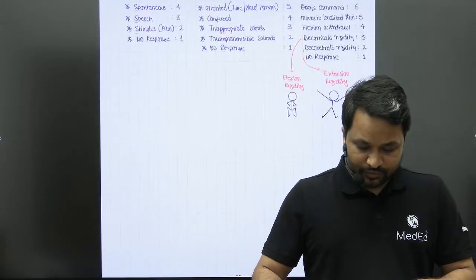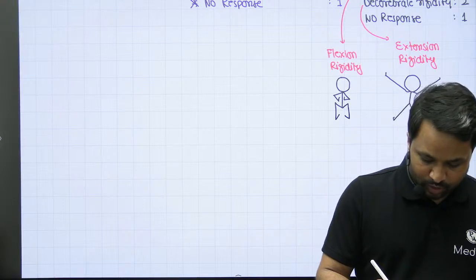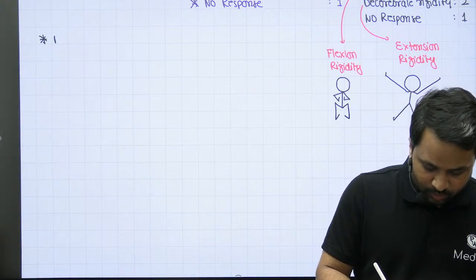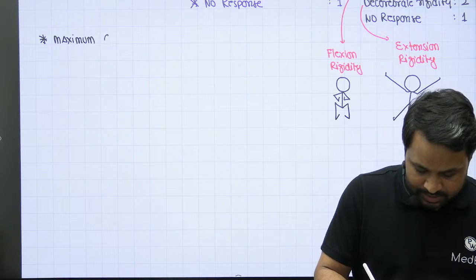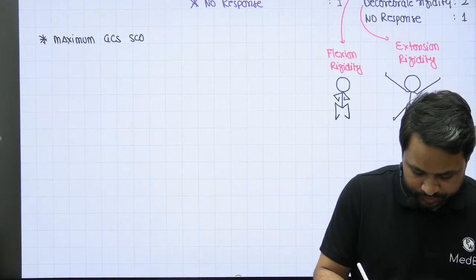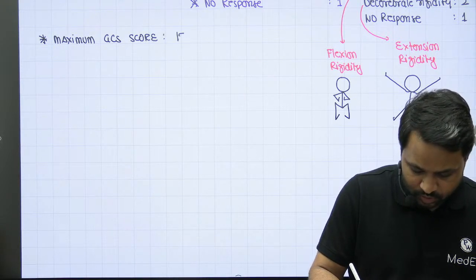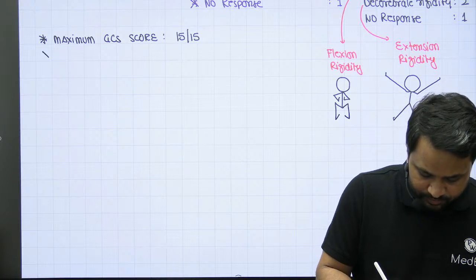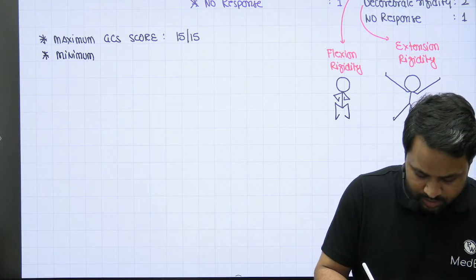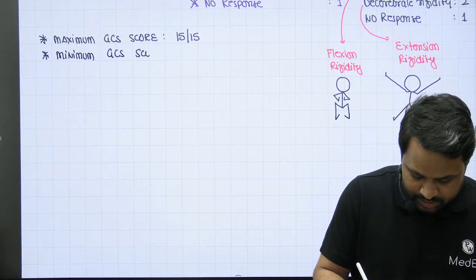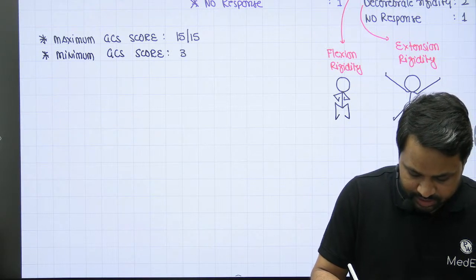Now, once you have written about the Glasgow Coma Scale, they'll expect you to tell the following components. Number 1, what is the maximum GCS score, that is going to be a score of 15 by 15. You should also tell what is the minimum score possible. The minimum GCS score that is possible is going to be 3 by 15.